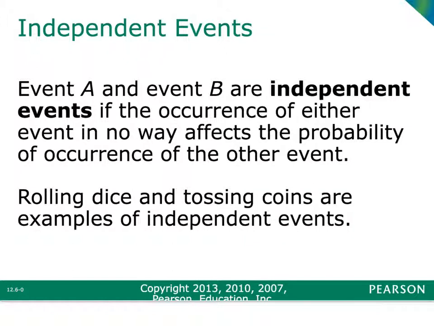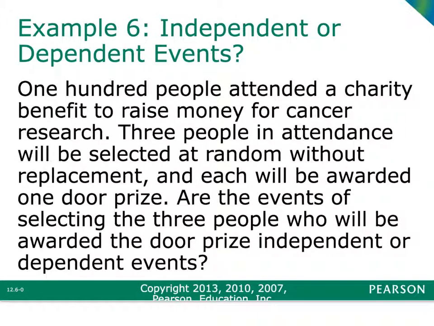Event A and Event B are considered independent events if the occurrence of either event in no way affects the probability of the other event. So rolling a dice and tossing a coin are examples of independent events. Let's look at example 6, which is an independent event.